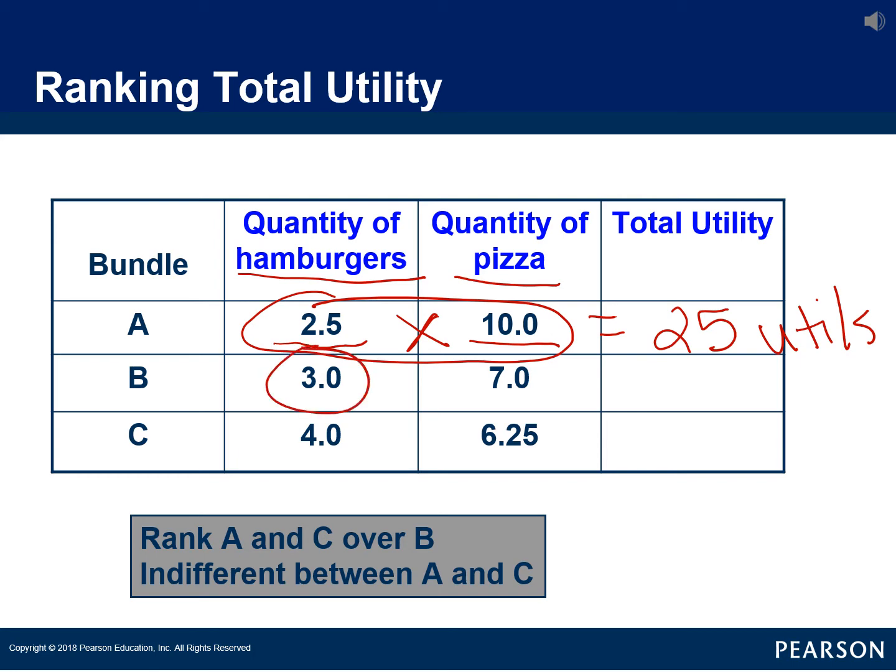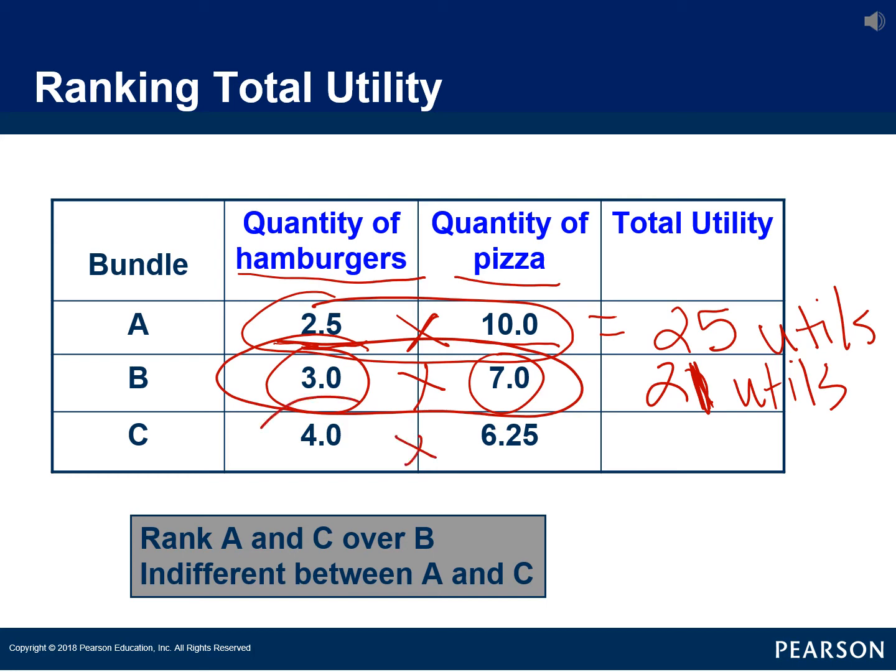The second bundle we have is 3 hamburgers and 7 pizzas. So if we multiply both of those, 3 times 7 is 21 utils. And then the final one, 4.0 times 6.25, that is also 25 utils.